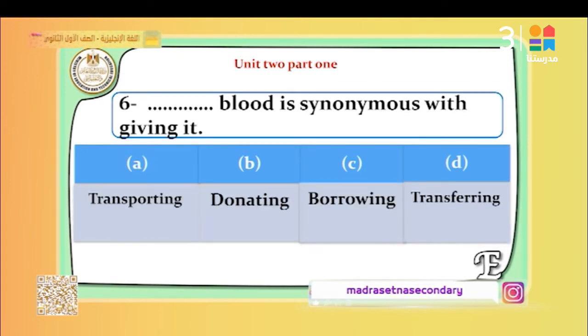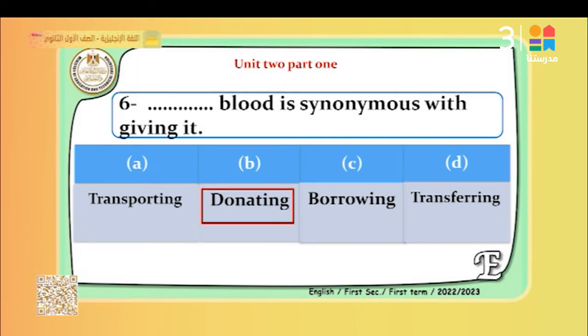Question number 6. Blood is synonymous with giving it. So here we want the synonym of giving blood. So instead of saying giving blood, we can say transporting, donating, borrowing, or transferring. Yes, of course, it's donating. So donating blood means giving blood.